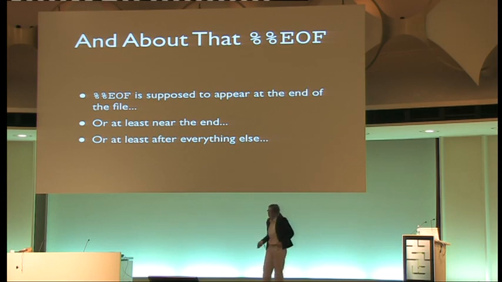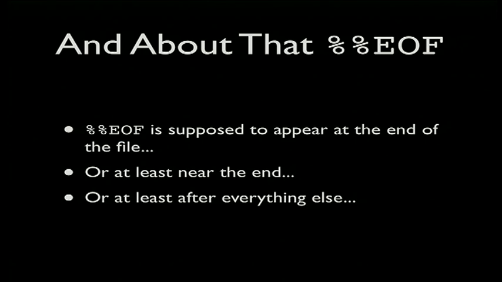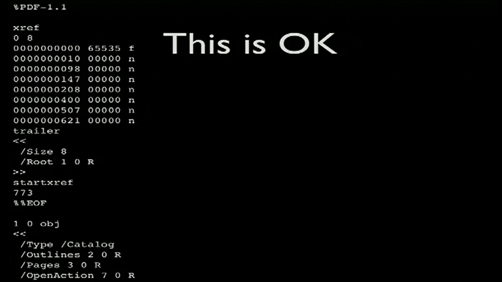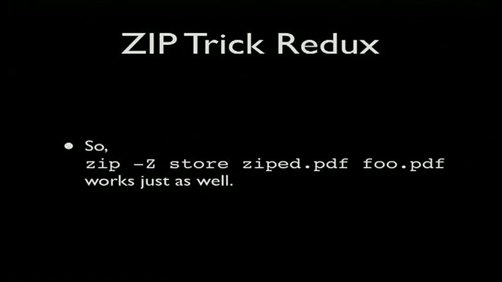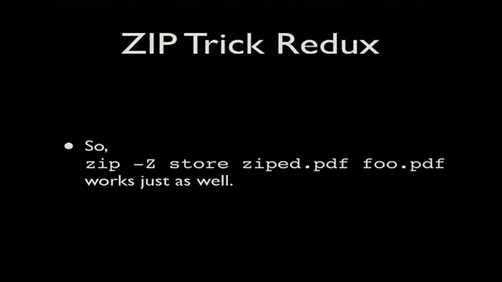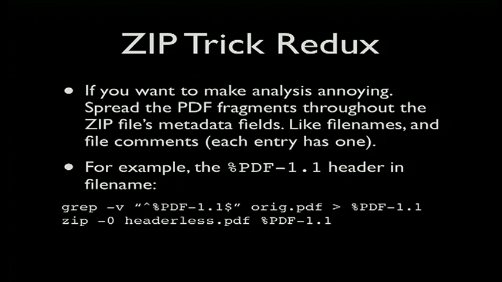But it actually turns out you don't have to do this, because the end of file doesn't actually have to exist anywhere. Put megs and megs after it. You can leave it out entirely. You can even put it at the beginning of the file. So doing something like this is OK. So you just store the PDF without compression, and the zip file ends up being a PDF file simultaneously.